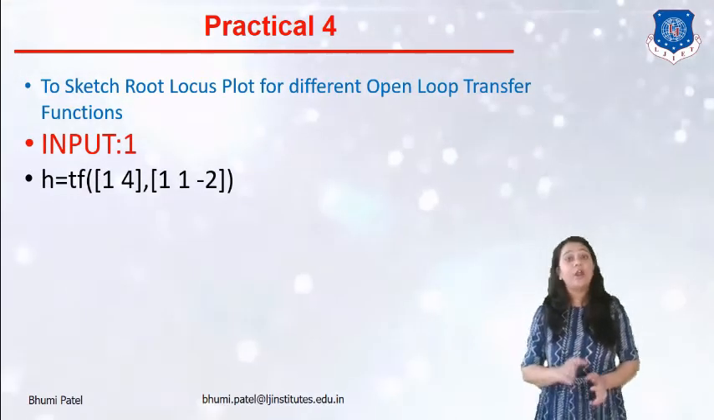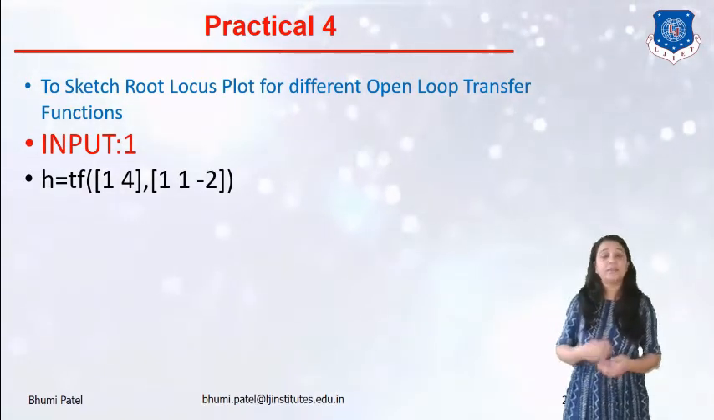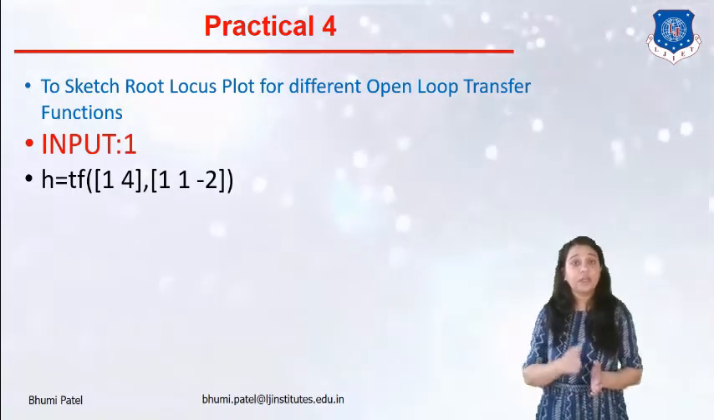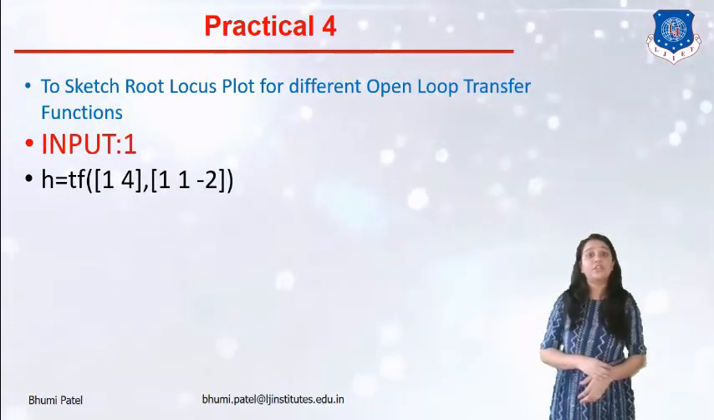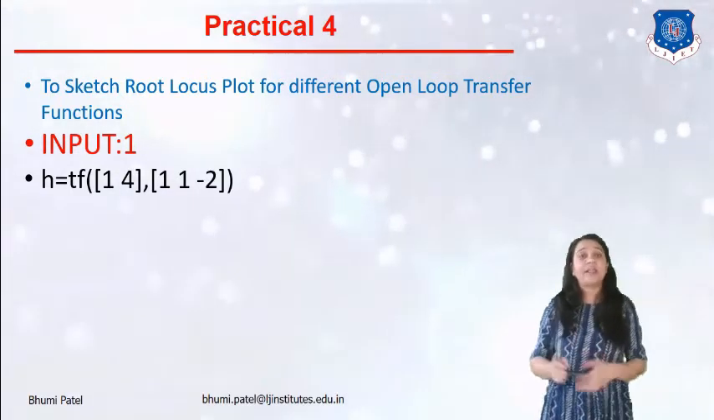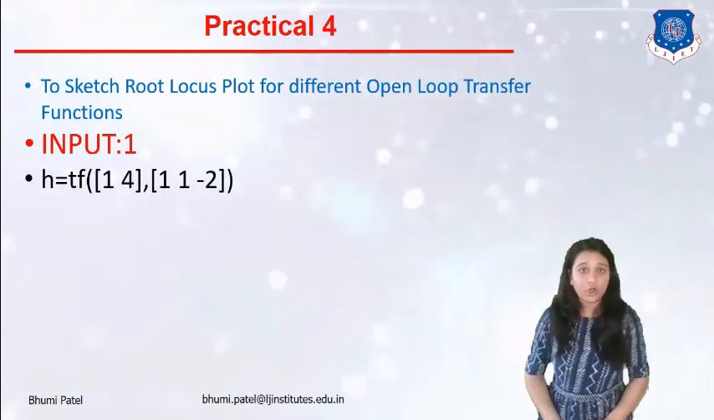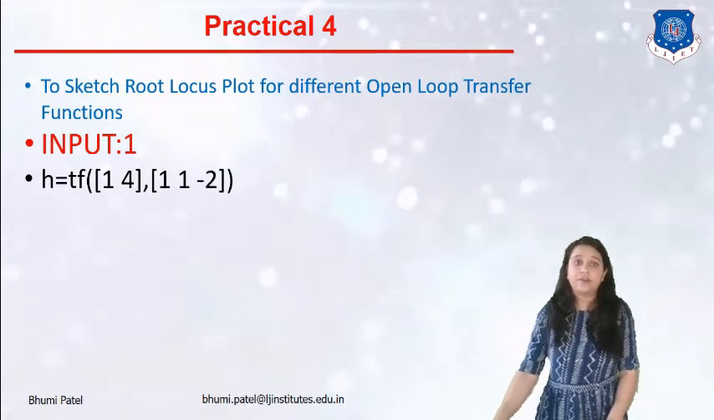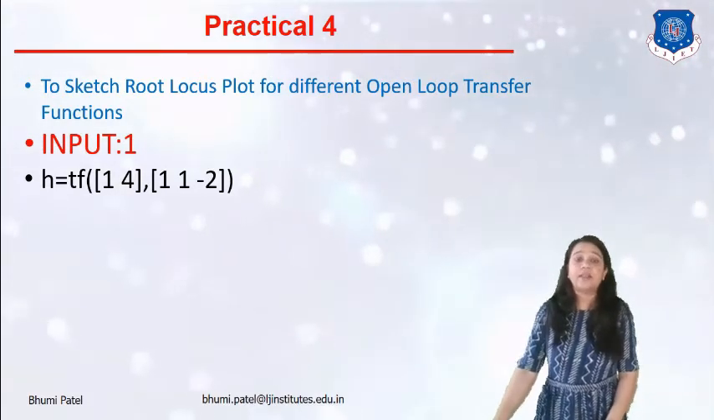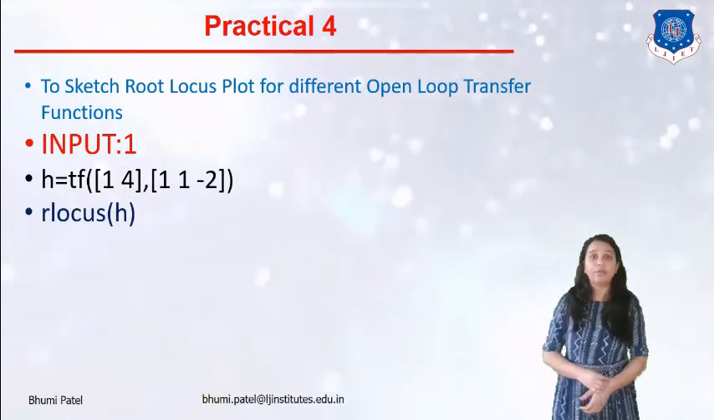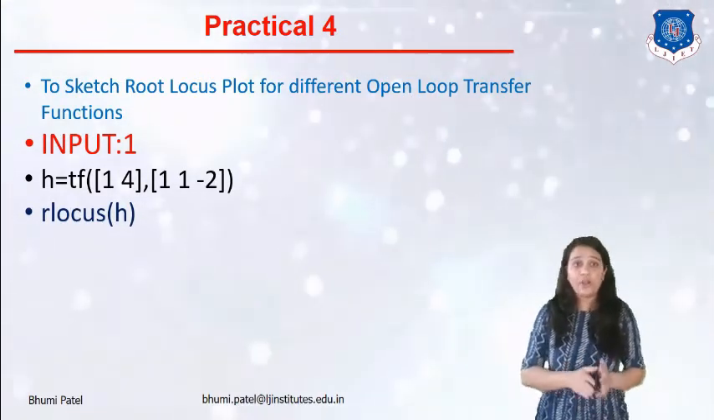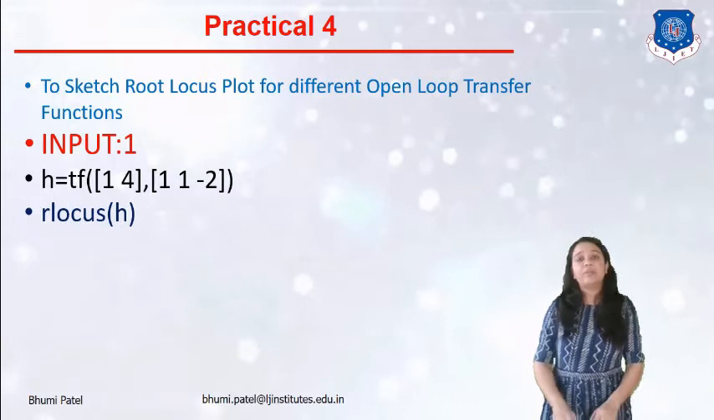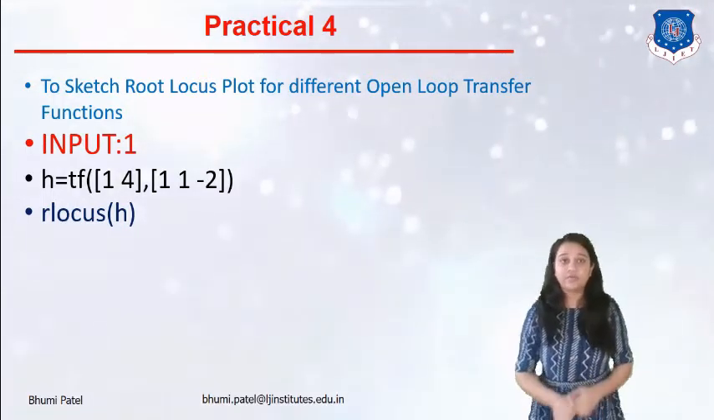We have to define only the values of the numerator and the denominator, and the command is, suppose h is equal to tf(1 4), that is the coefficient of the numerator, and (1 1 -2), that is the coefficient of the denominator. Using the numerator and denominator, we find the transfer function of the system, and then we simply write one command, rlocus in the bracket of h, and we find the stability of this particular transfer function.